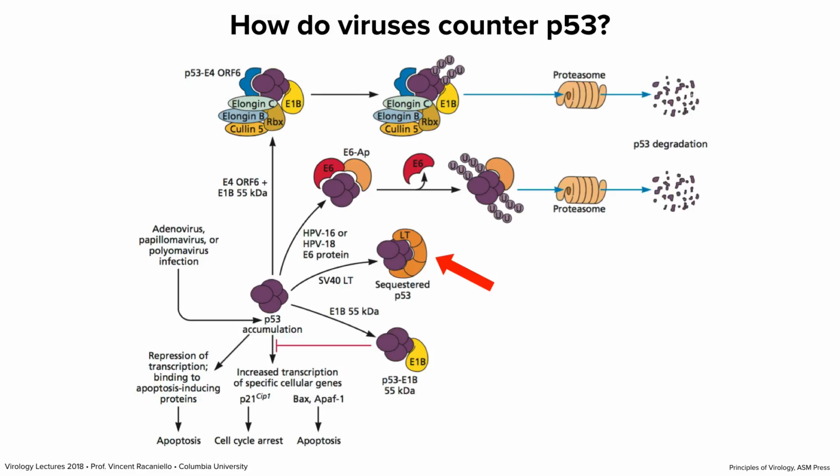Here we have SV40 large T. Many copies of it sequester P53, so it can't act to turn on the cell-killing pathways. The papillomavirus T antigens in red and orange direct P53 to be degraded by the proteasome. And so do adenovirus proteins. Adenovirus E4 ORF6 and E1b bind P53, and they have it also degraded by the proteasome.